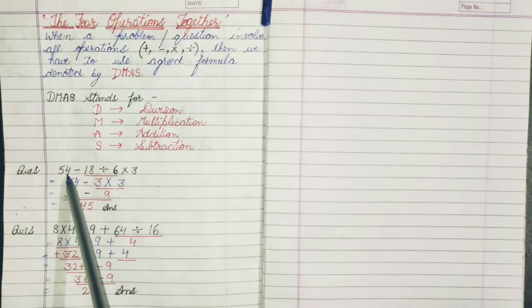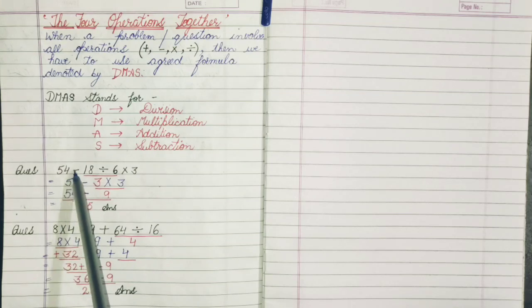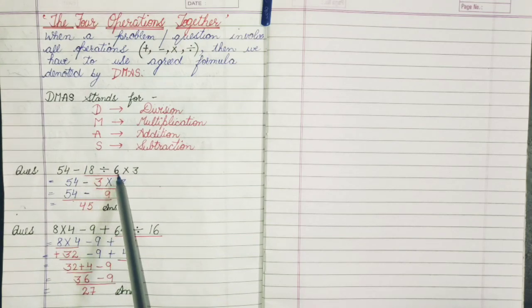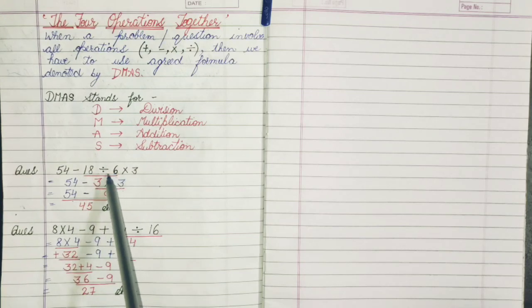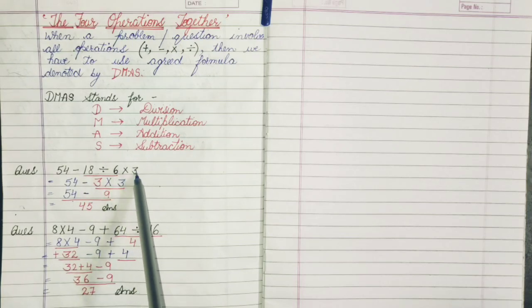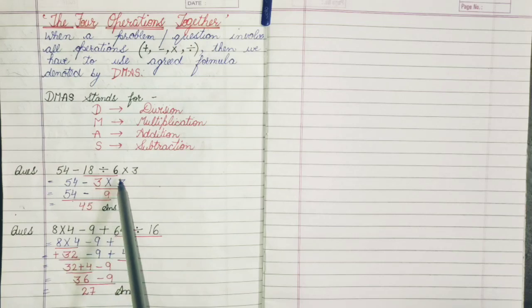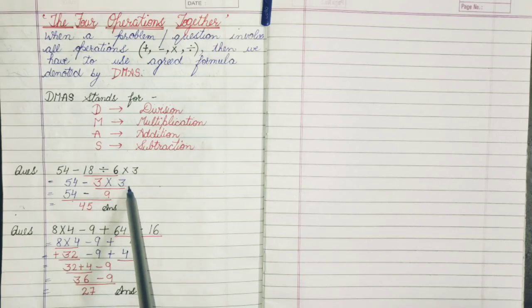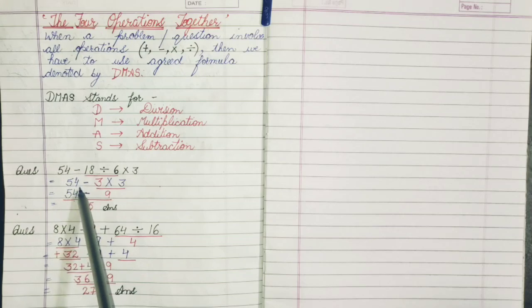Here the first number is 54, so I have copied 54. All the signs we will also copy. Minus is here, so we will write minus. But we will not write the underlined digits. 18 divided by 6 we have already solved, so we will not write these underlined numbers. Now at last what is left? Multiply 3. So I have written multiply 3. This is my third step. Clear everyone? Sorry, it was the second step. We will copy the numbers from the question.